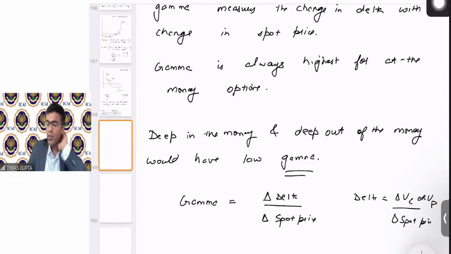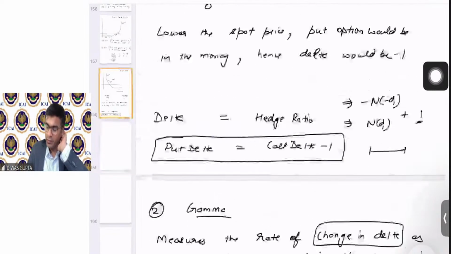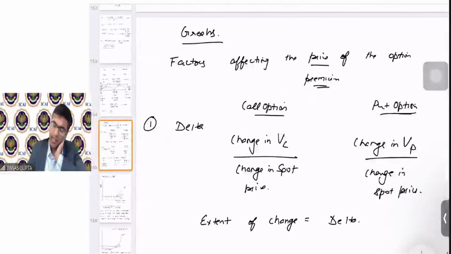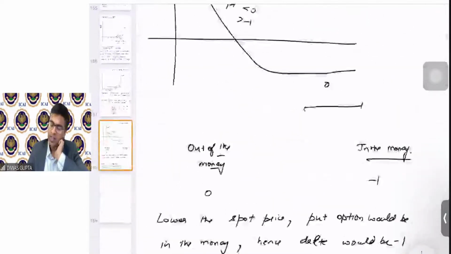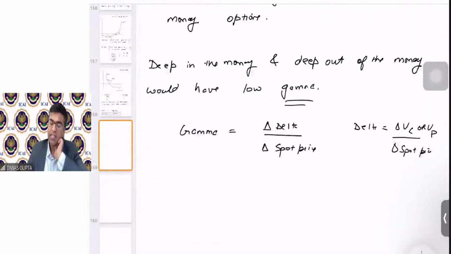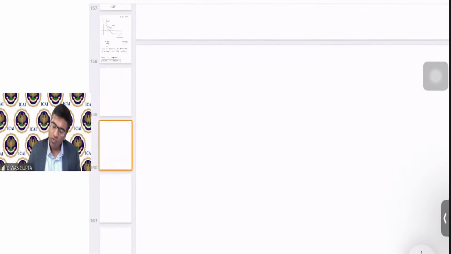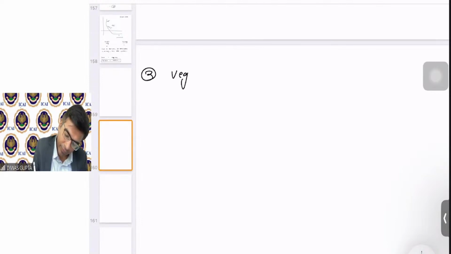So students, as I told you, Greeks are what? Let us go to the Greeks. Greeks are factors affecting the price of the option, students. Okay, now what are the factors? First factor we discussed, which is the spot price. Spot price, its implication on delta, delta and its implication on gamma. Correct? Everything is clear till now. Now let's go to Vega. This is the third Greek. Okay. So what is Vega?